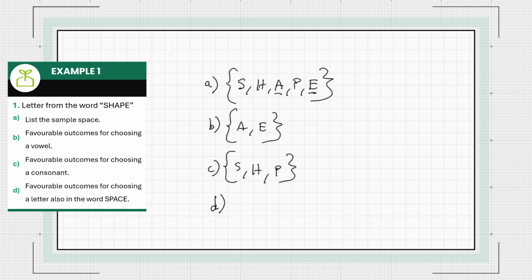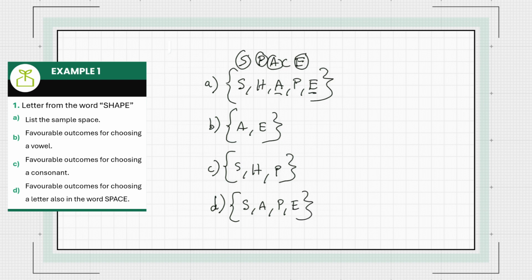Finally, the favorable outcomes for choosing a letter that's also in the word space. Okay, so what letters do we have in space? We have S, a P, an A, a C, and an E. Now, what ones do we share in common? So the E is obviously shared, the C isn't, the A is, and the S is, and the P is, sorry. So our favorable outcomes here are going to be everything but the C. So S, A, P, and E.